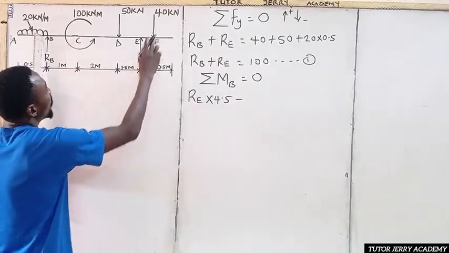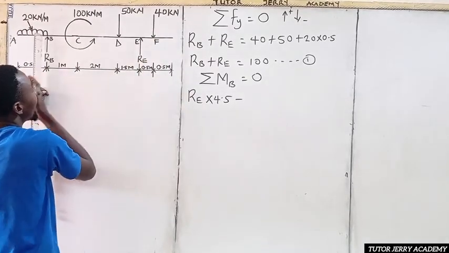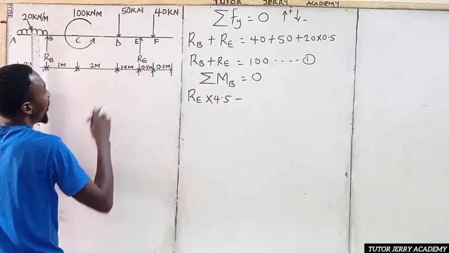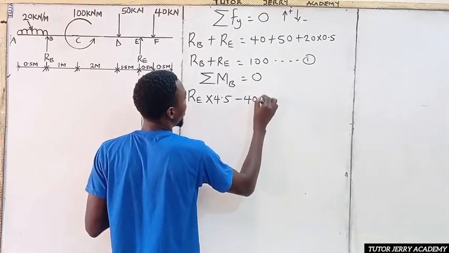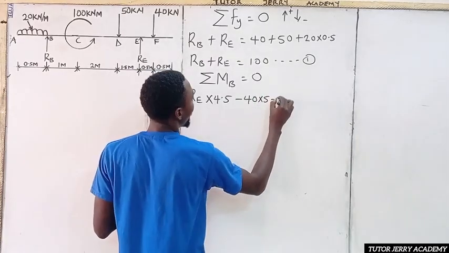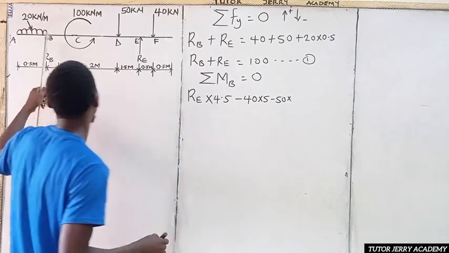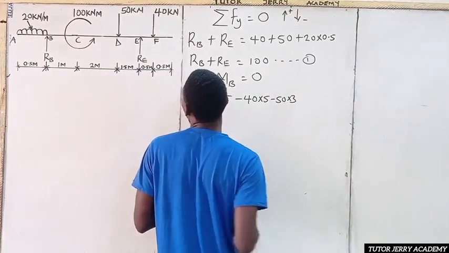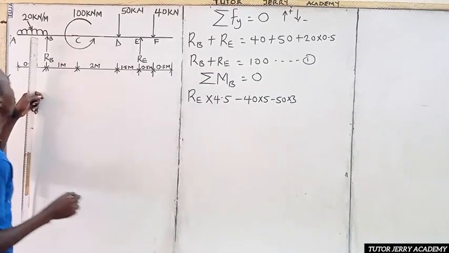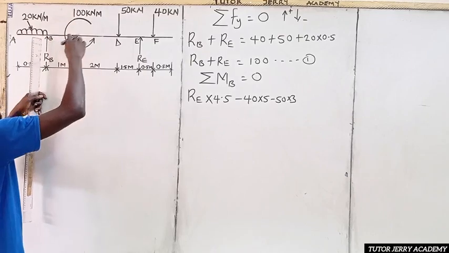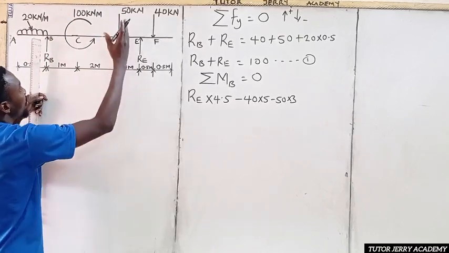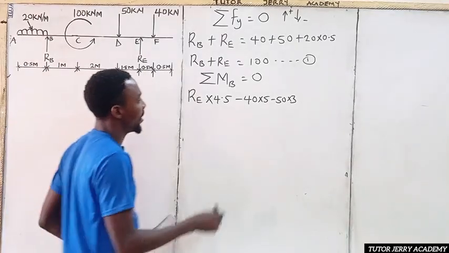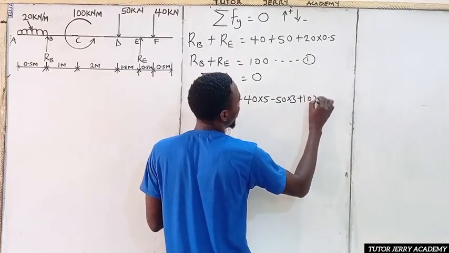Then minus, okay, we are at this point. So minus 40 multiplied by the total length here, which is 4.5 and then 0.5, so it's going to be minus 40 multiplied by 5. Then minus 50 multiplied by the total distance, that is 3. Don't forget that we have a moment here going anti-clockwise. An upward force and an anti-clockwise moment are both positive, so it's going to be plus 100.